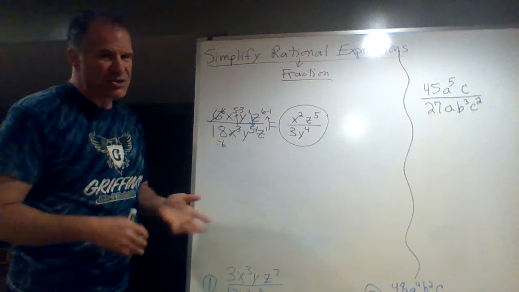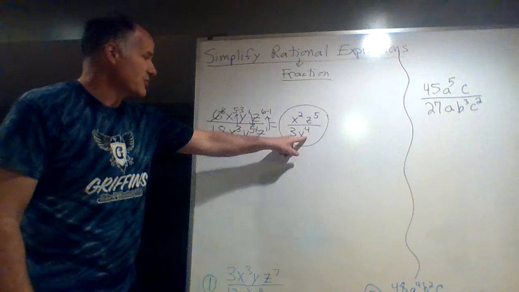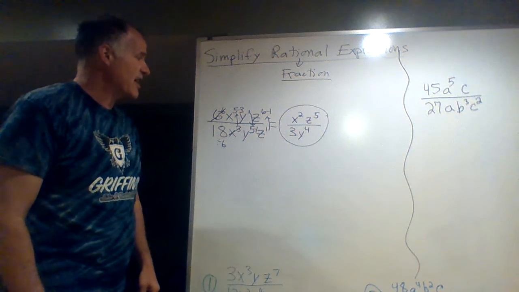Now, a lot of times I let you put the 1. I don't really take off, but you really don't need that 1. So there's our answer right there: x squared z to the fifth over 3y to the fourth.